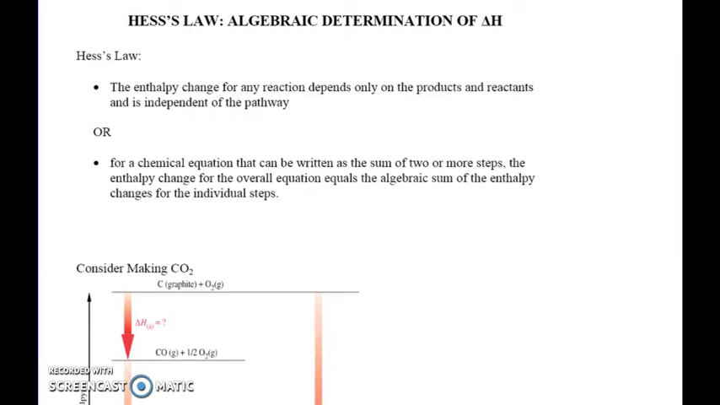So the purpose of Hess's law is we're trying to figure out how much energy it takes to make or break bonds. So Hess's law basically states that if you're looking at a reaction, it doesn't matter how we get from our reactants to our products. The only thing that matters, it doesn't matter what pathway we take, it's independent.